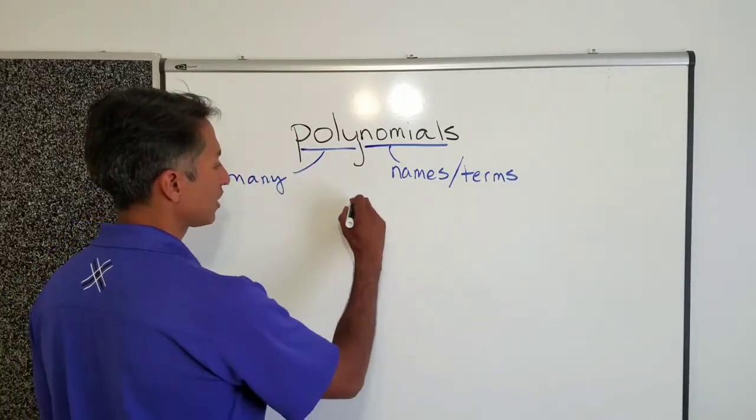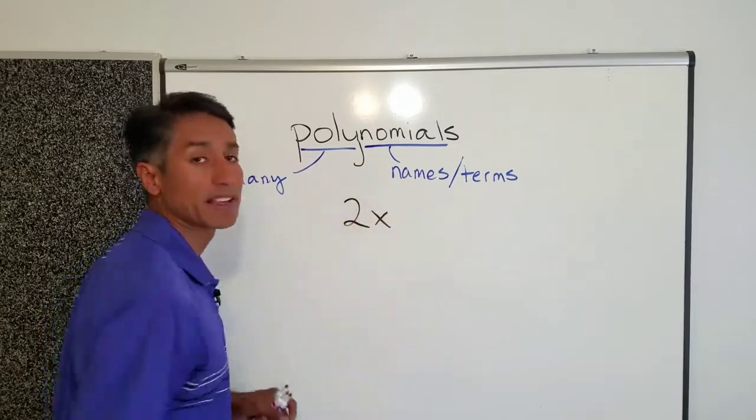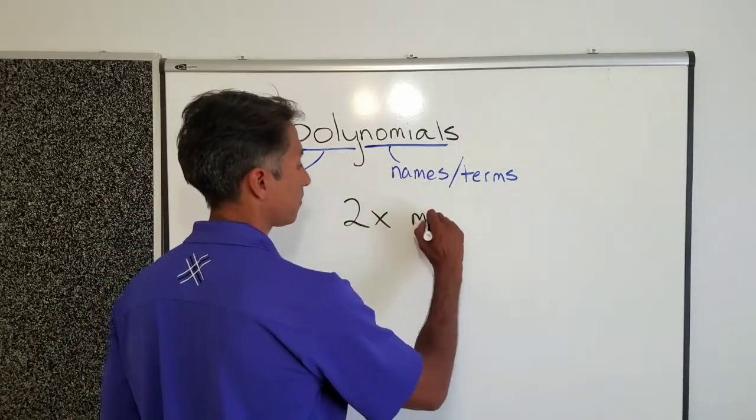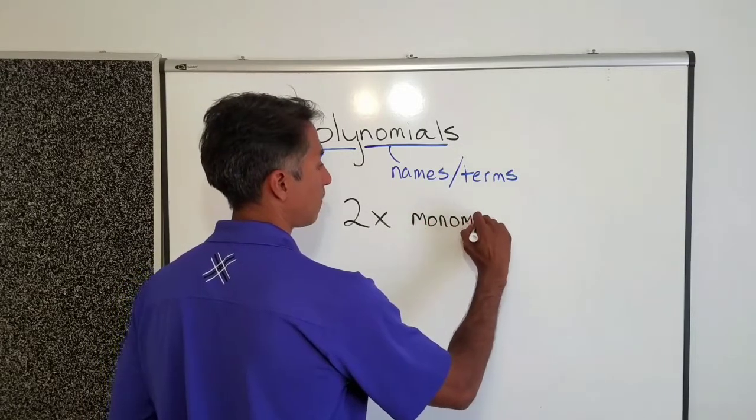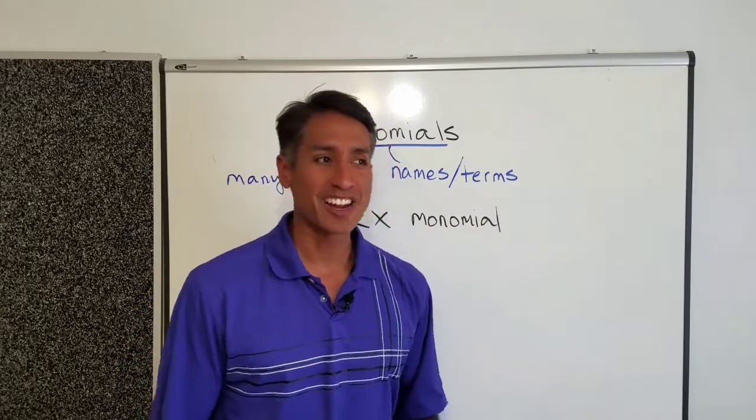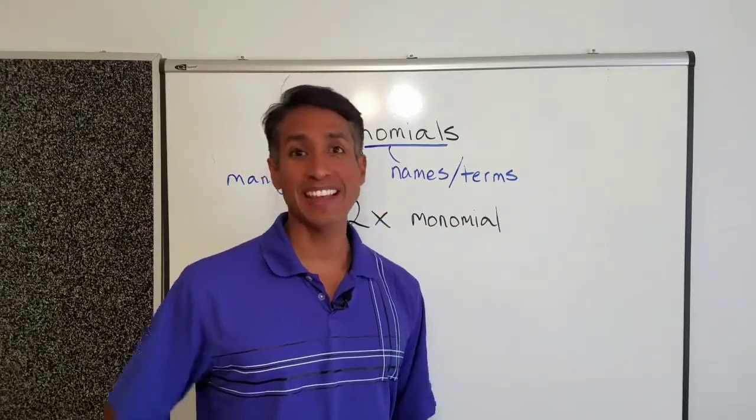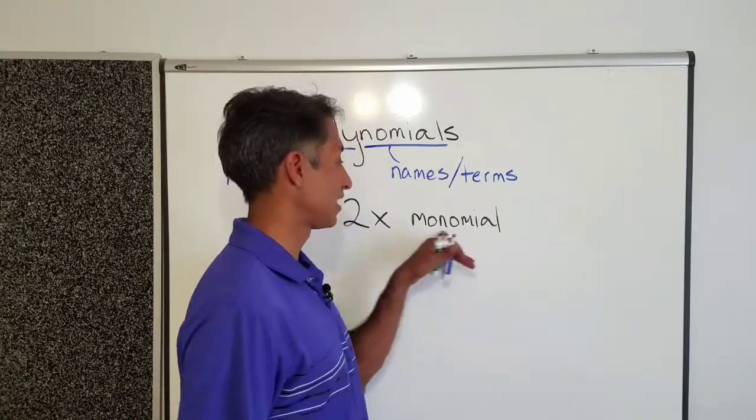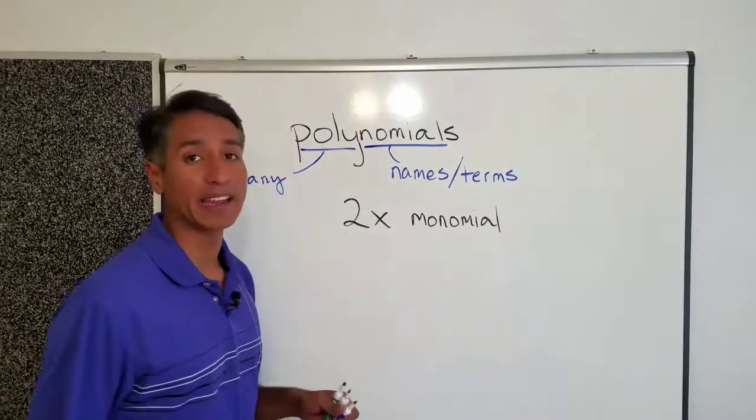So if we just have 2x, that's what's called a monomial. If you've been on a single rail unit, kind of like the thing at Disneyland, it's called the monorail. There's a mono, it's a single unit. We have one thing.